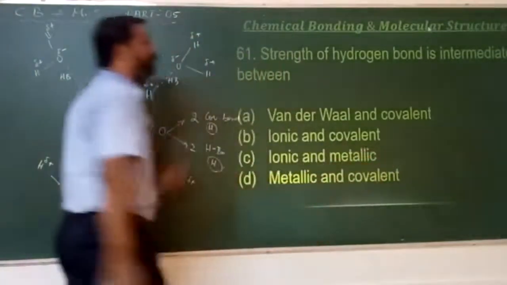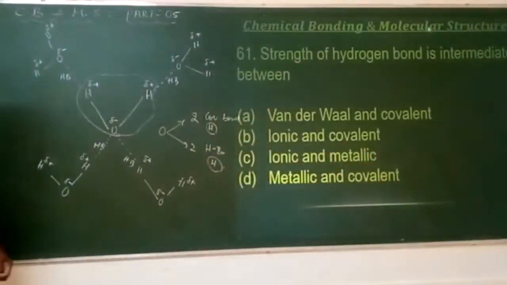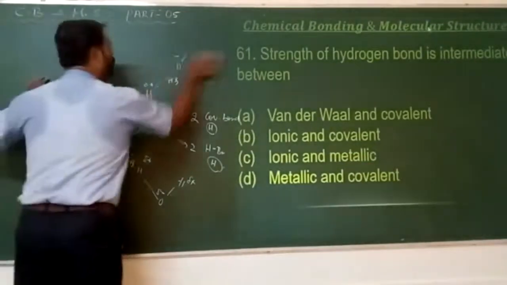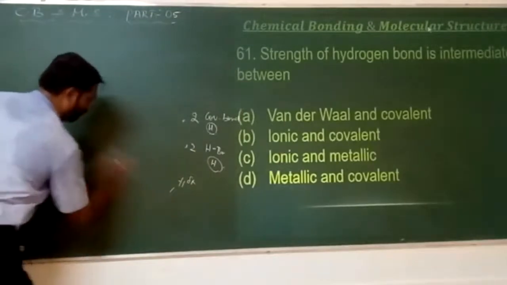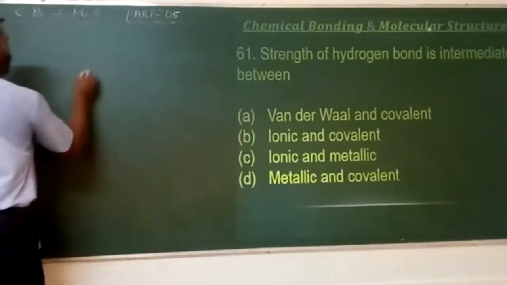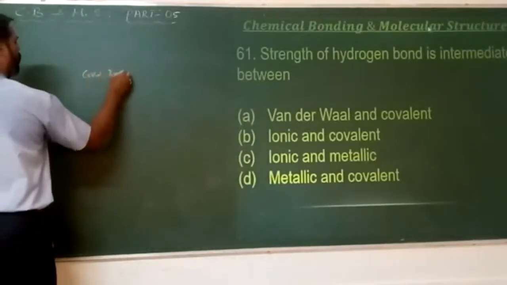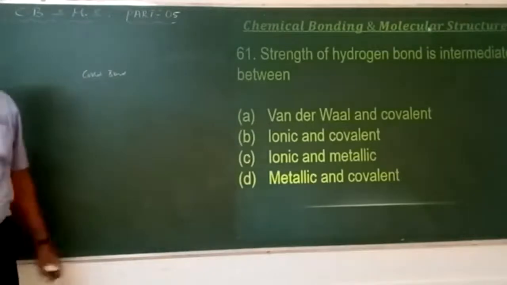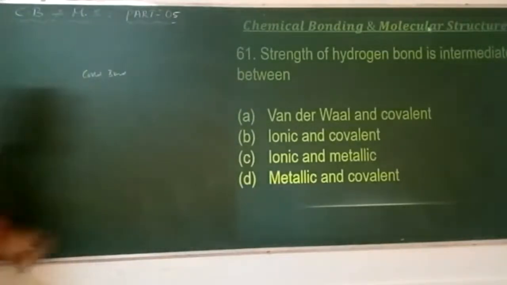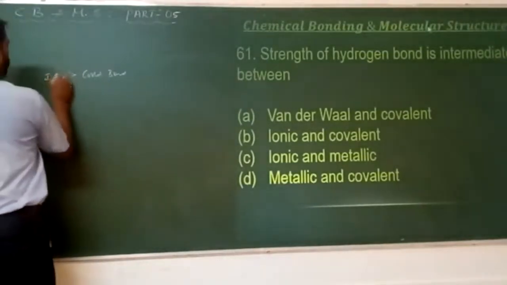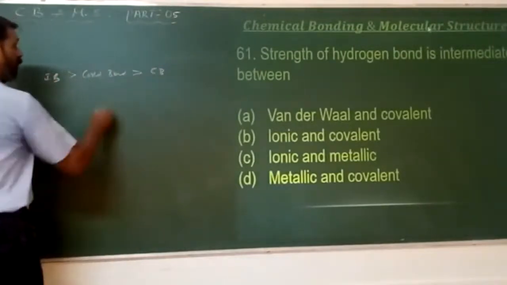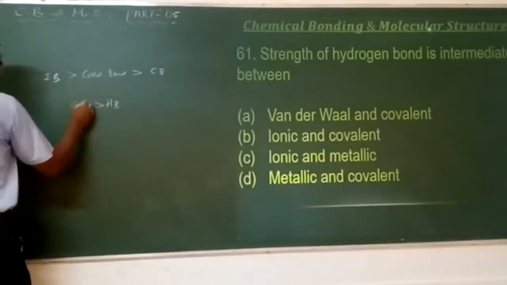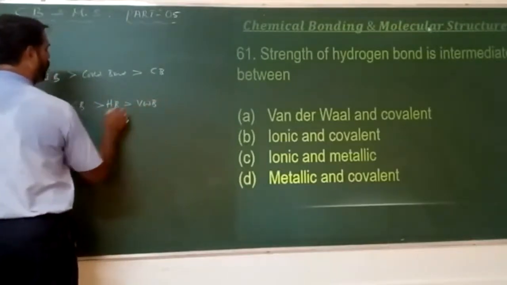The strength of the hydrogen bond is intermediate between which bonds? Usually we have mentioned the coordinate bond is a property between the ionic bond and the covalent bond. Hydrogen bond is found to be between the covalent bond and the van der Waals bond.